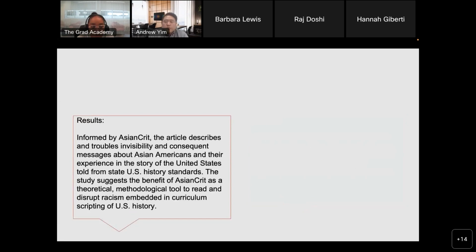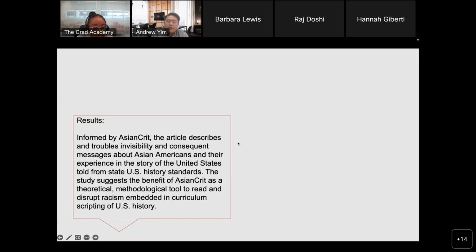Then with the discussion, by using Asian critical race theory, the article will talk about and explain that there's been this issue of invisibility and messaging for Asian Americans throughout US history. It also talks about the benefits of the methodological tool to disrupt racism. So if I was someone interested in critical race theory or similar topics, this sounds like a really interesting article to me.